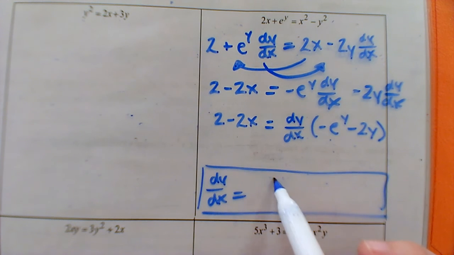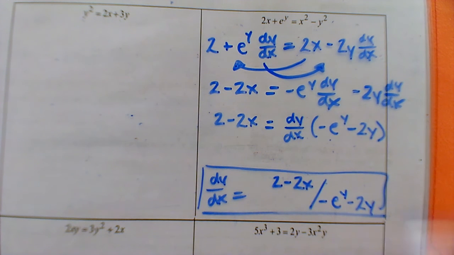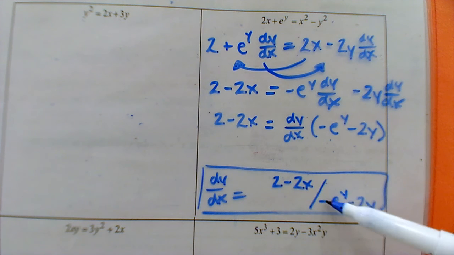Divide that over. All right, so we have 2 minus 2x over negative e to the y minus 2y. Now, if you wanted to, you could do some other things. Dan mentioned how you could factor out a negative if you wanted to.